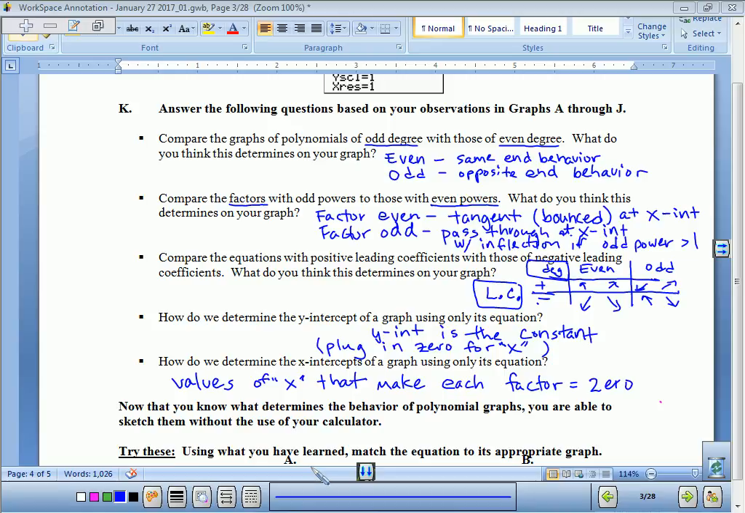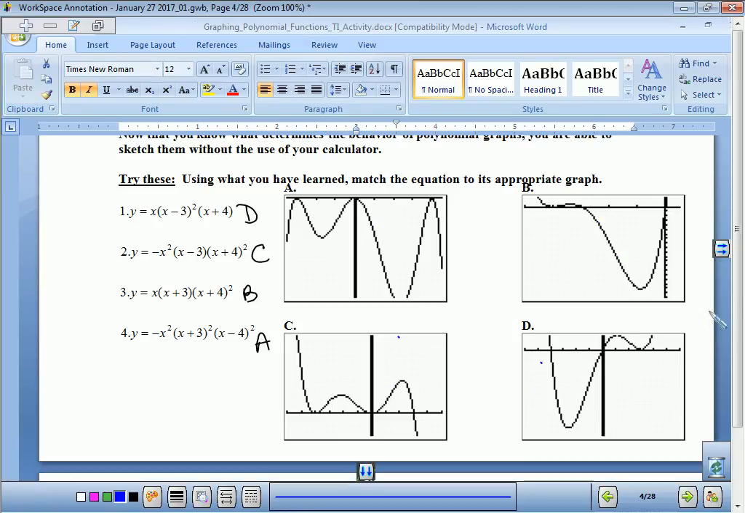So how did we use that on our homework? Well, let's look at it. So, number 1, D C B A. How do we know number 1 is D? We look at the degree. 1 plus 2 plus 1 more is 4. We know the ends are doing the same thing. Now we actually know the ends are rise, rise, because not only is it even, but it is positive. So that tells me it could be B or D.